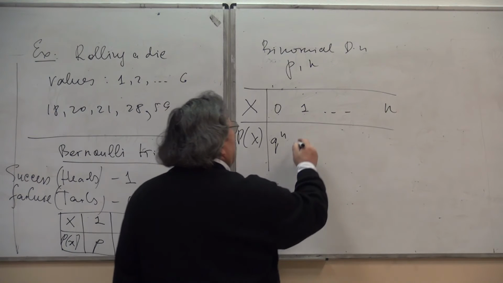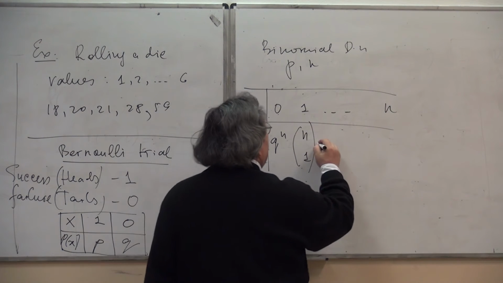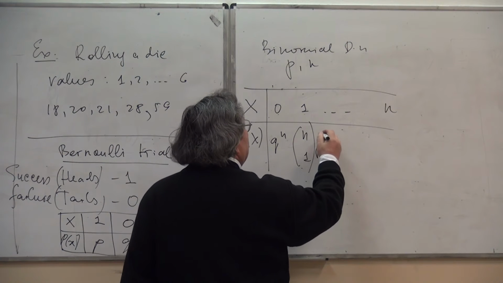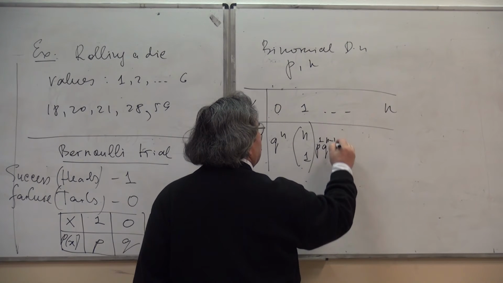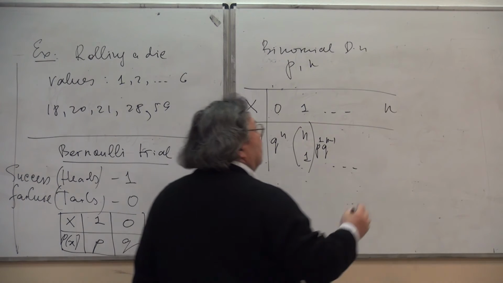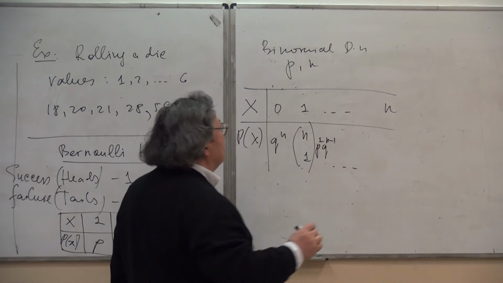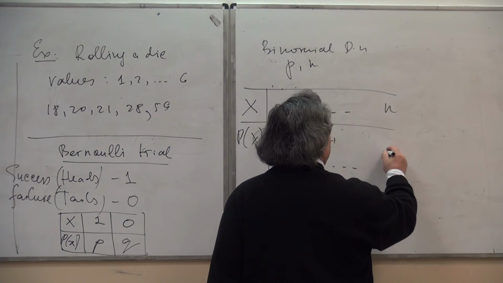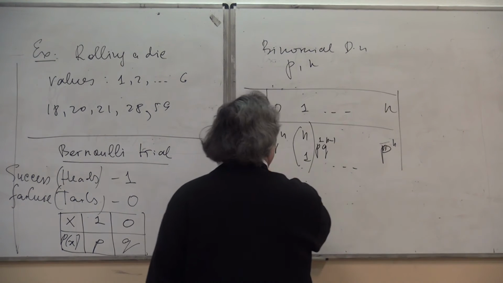Then it's n choose 1, p to the power 1, q to the power n minus 1, and so on. We use this formula for the probability for the binomial distribution, and the last entry here will be p to the power n. Okay.